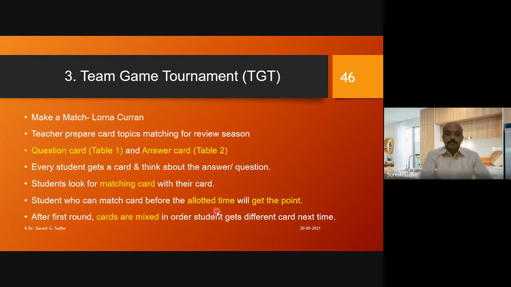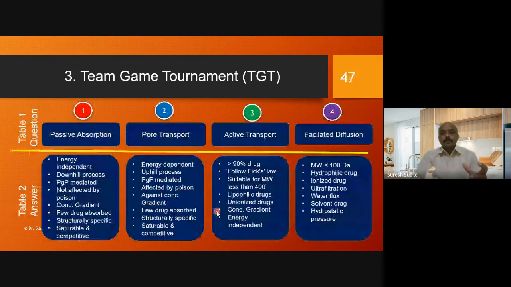So the student does match the card. Suppose they have been given a question and they match it with the answer correctly before the allotted time, they will get the point. And after completion of this first round, all these cards are mixed together. Question cards are mixed in the question card pile and answer cards are mixed in the answer card pile, so that every time our students will get different types of questions. So in this way, we can prepare the questions.